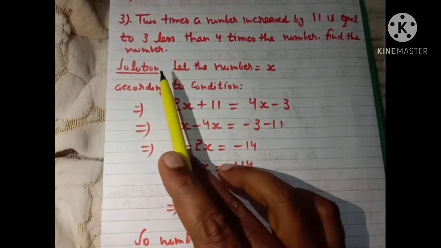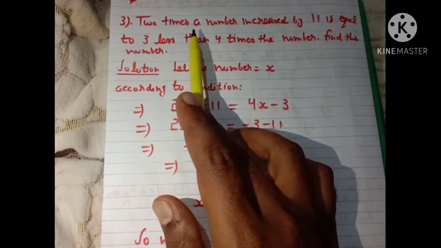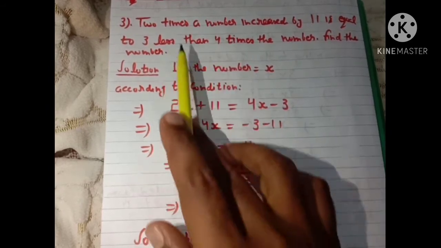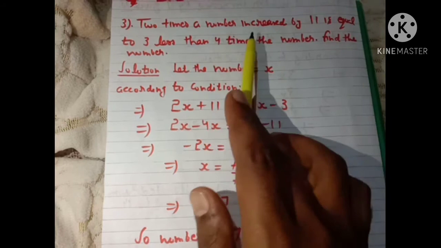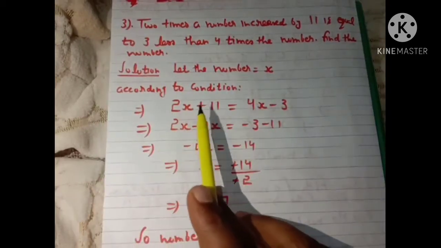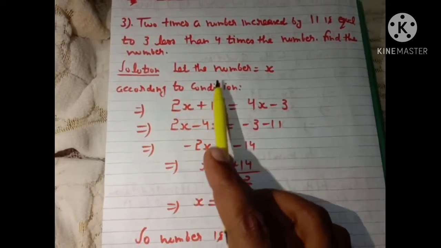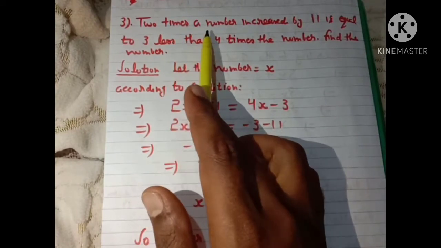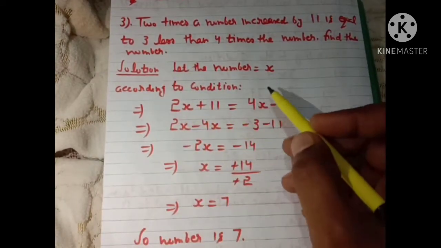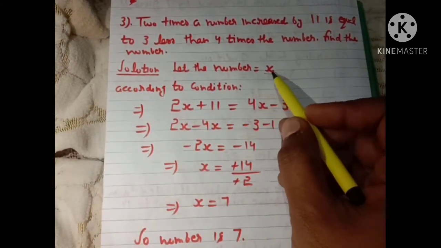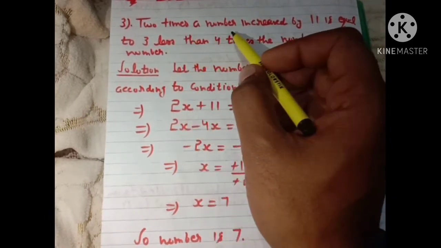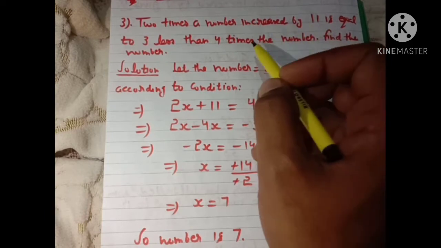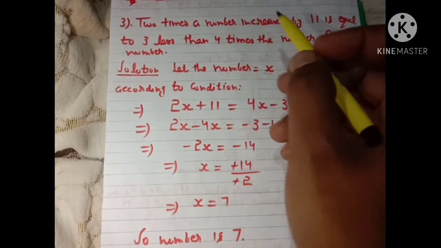And now we have to use this condition to make the linear equation. I will also explain how we can write down this equation with the help of this condition. So see this one carefully. According to the condition, 2 times a number: we suppose the number is x, so 2 times a number means we have to multiply the number with 2. Then it is increased by 11, so then we have to add 11 to the number.